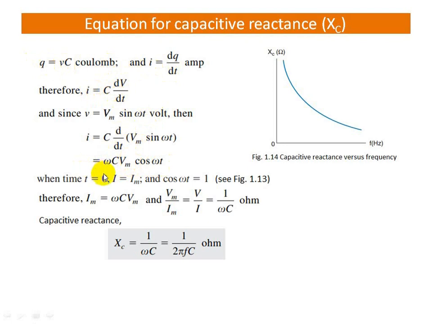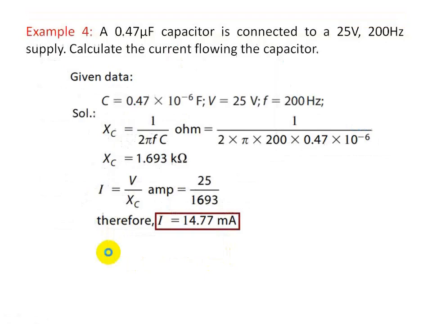At omega t equal to 0, this value becomes maximum. So the current becomes I maximum when omega t equals 0. Therefore, Im is omega C Vm. Get the ratio of Vm by Im, which is also equal to V by I. This in turn equals 1 by omega C. So Xc is nothing but 1 by omega C, which is 1 by 2 pi F C ohms. This is the expression for capacitive reactance.